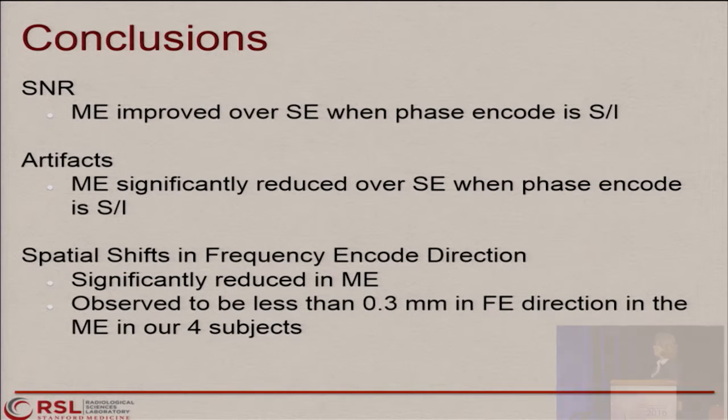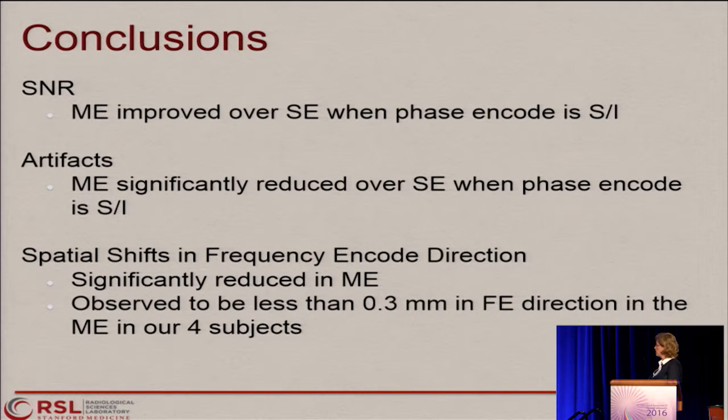Okay, so in conclusion, the multi-echo is much improved over the single echo in terms of SNR when phase encode is in the SI direction. The artifacts for the multi-echo are significantly reduced over the single echo when phase encode is SI, and the spatial shifts are significantly reduced. They're observed to be less than 0.3 millimeters in frequency encode in our 4 subjects.